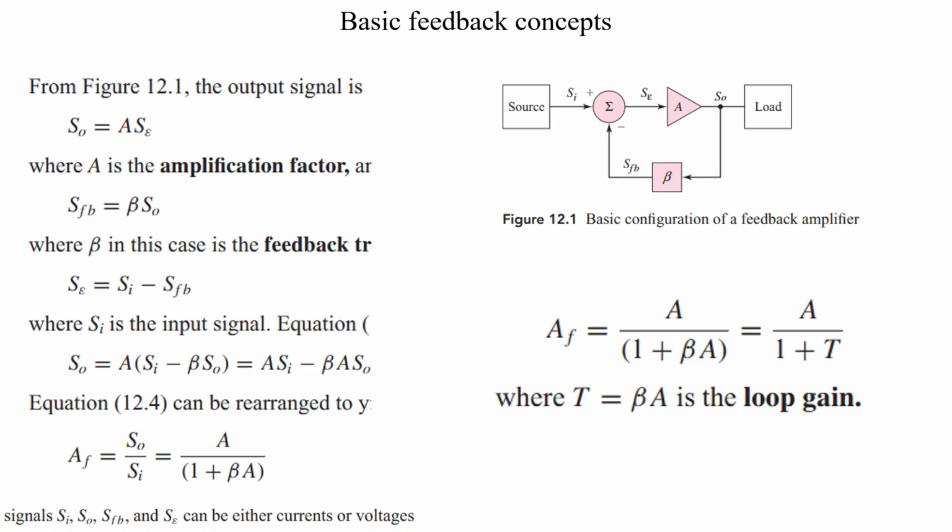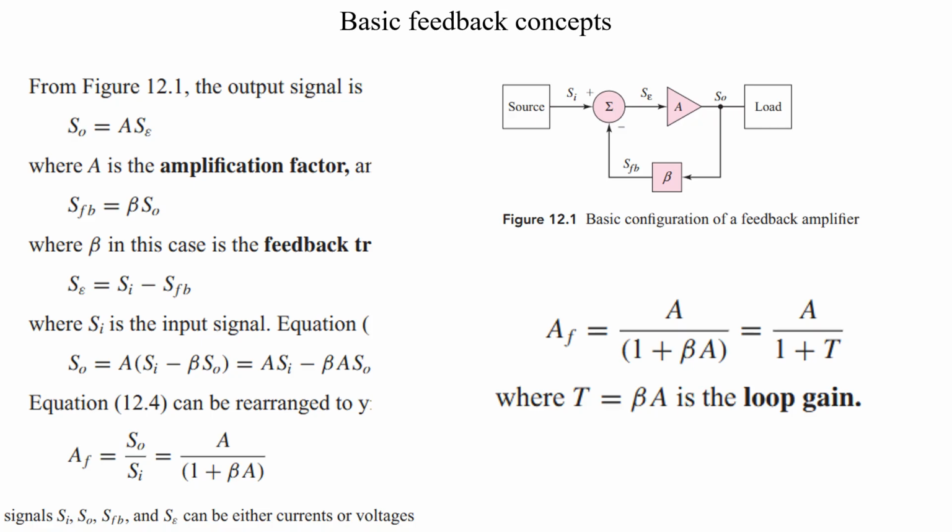Now we are going to talk about some basic feedback concepts. In the figure on the right side, you can see the feedback factor beta, the amplifier A, and the source Si. Now the gain with feedback will be A divided by 1 plus beta A. Since 1 plus beta A is in the denominator, also you can call A times beta equal to T, which is also called the loop gain.